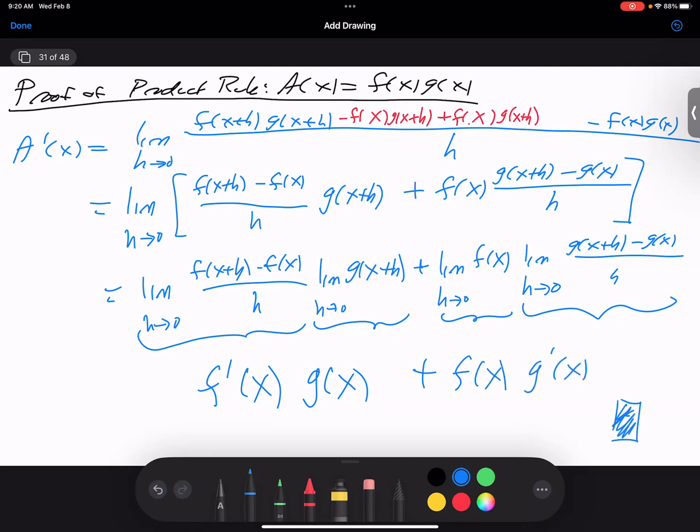And so in mathematics, we put in a filled-in box. That means QED, quod erat demonstrandum, that which was to be proved. It means we've now finished the proof. So this is a proof of the product rule. We added 0, but we really got this by using limit laws. We used the limit of a sum is the sum of the limits. We used the limit of a product is the product of the limits.